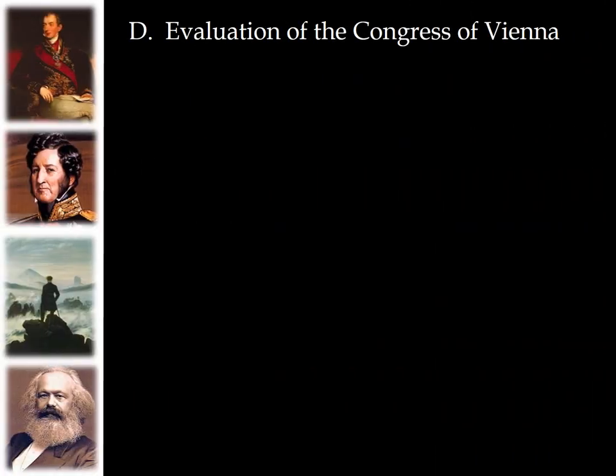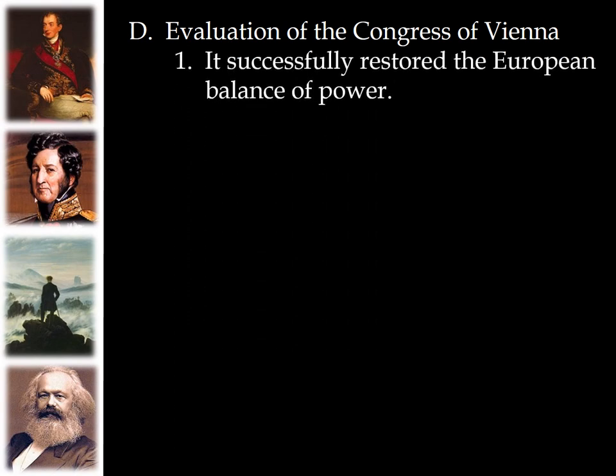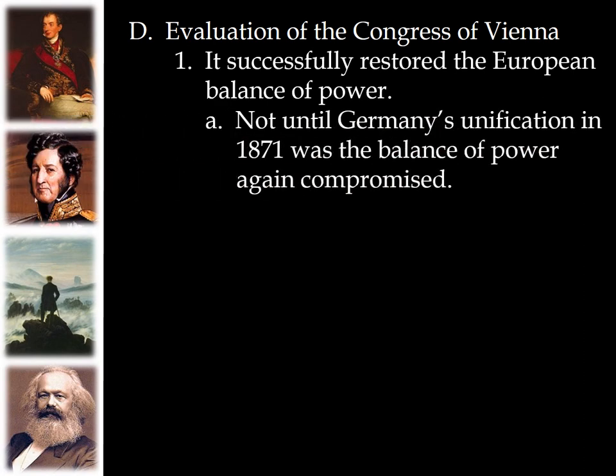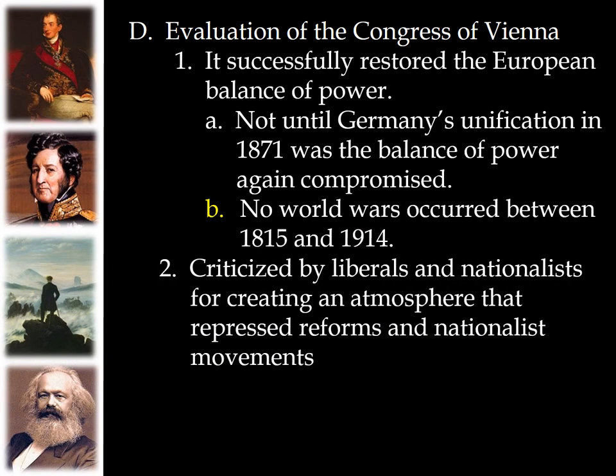So, the evaluation of the Congress of Vienna. It did successfully restore the European balance of power. It was not until Germany's unification happened in 1871 that the balance of power would again be compromised. We'll discuss that in a later unit. That's going to throw everything into a tizzy, but that's not until 1871. No world wars will occur between 1815 and 1914 as a result of this balance of power established at the Congress of Vienna.